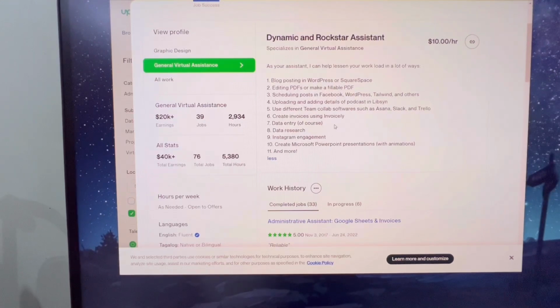So, sorry for my voice. My throat is kind of itchy. Again, this is a good example of a simple, straightforward, but effective bio.